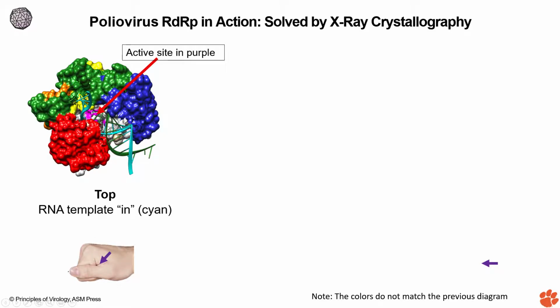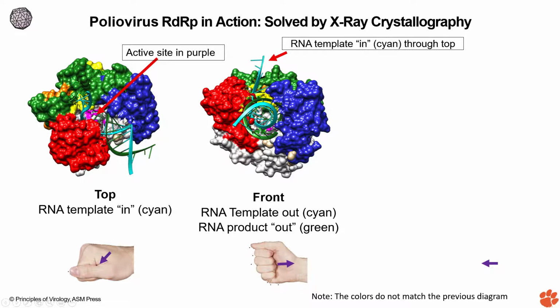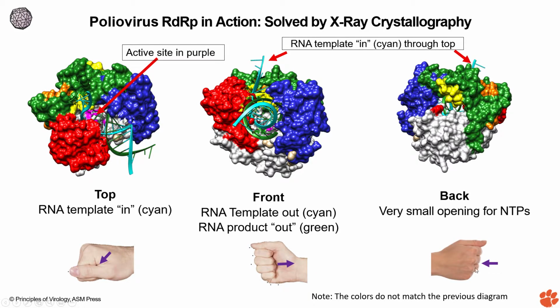So what you are seeing is the top view, and if you have a right hand, it looks like this. Let me show you the other one, which is the front view. This is the structure in between the fingers. And see what happens here: from the top, the RNA template goes in, and then the RNA template and the product come out from the front.